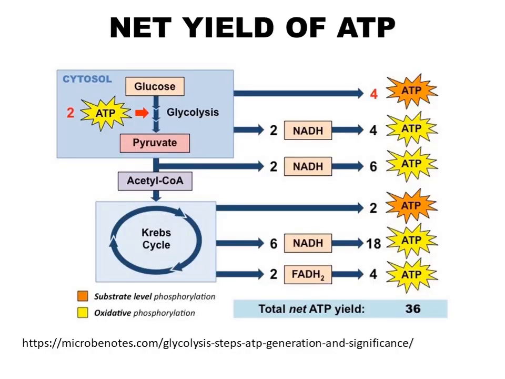On this slide, we have a summary of the ATP that is created by the three systems. Note that a net total of 36 ATP is created.